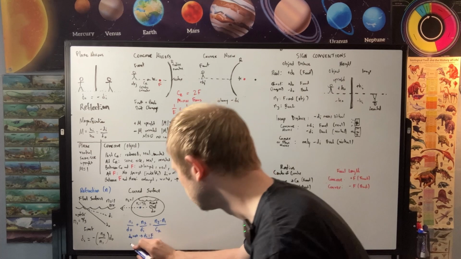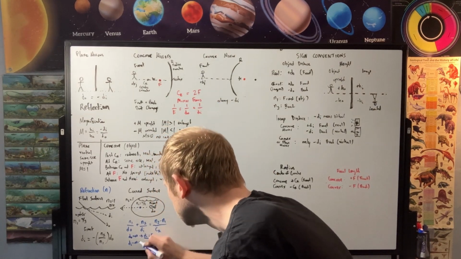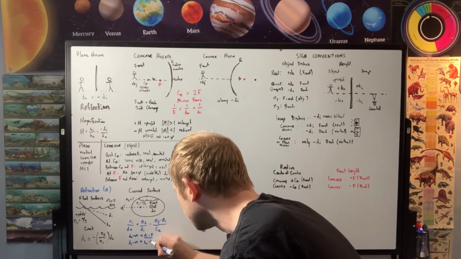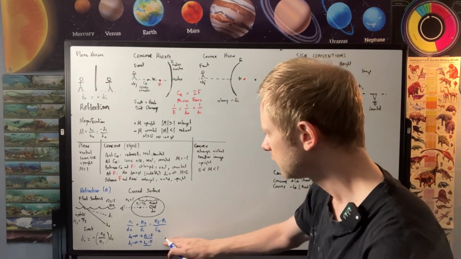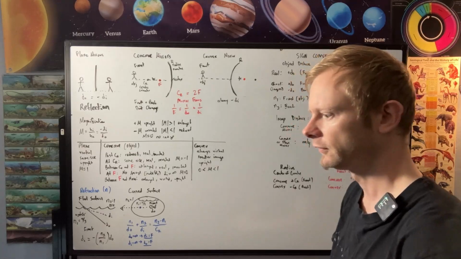And then we could also do it the other way around by setting the image distance equal to infinity. The only thing you'll have left is the do, and that is also going to be the f. So this is how you can solve for f for a refracting curved surface.